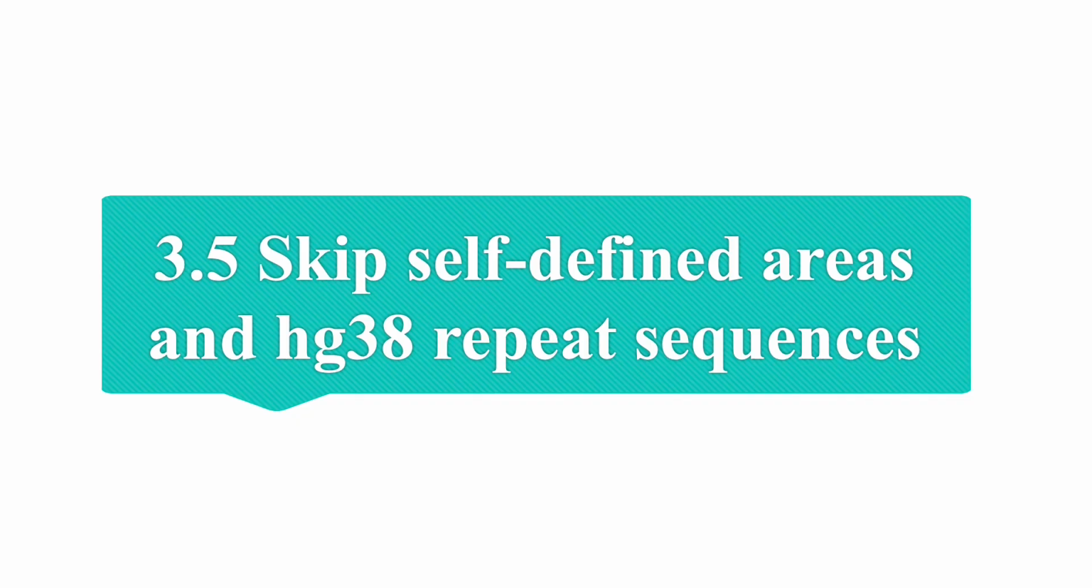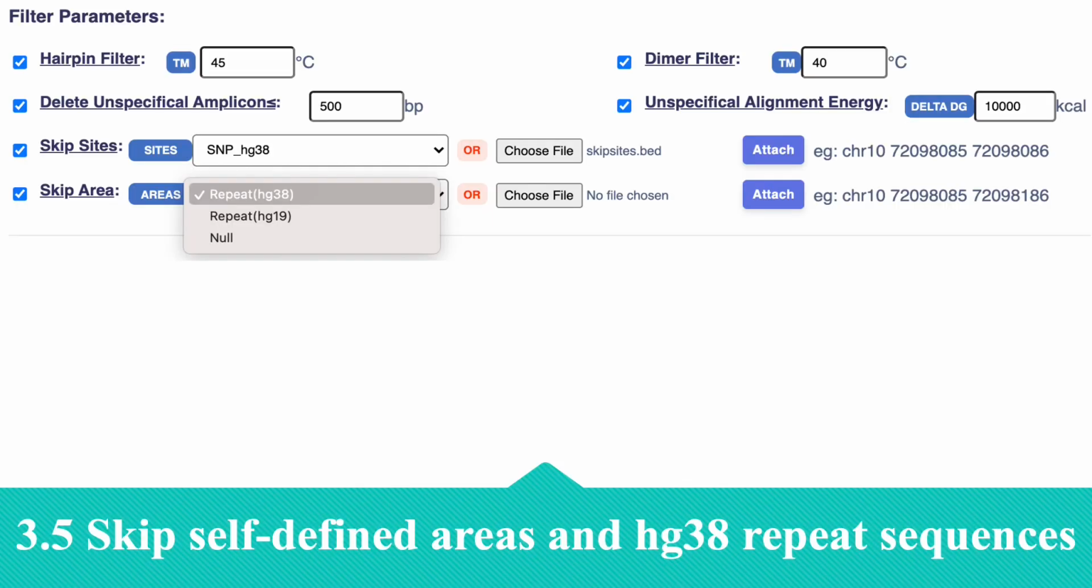Skip self-defined areas and HG38 repeat sequences. There are areas, repeats, tandem repeats, indels researchers need to skip for primer design. In this system, human repeat sequence is stored previously. If you want to skip areas for your own purpose, you can use this function. You can choose whether to involve system human repeat sequence.